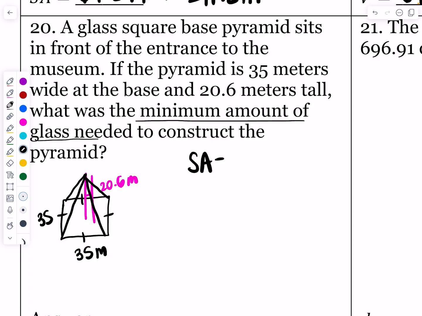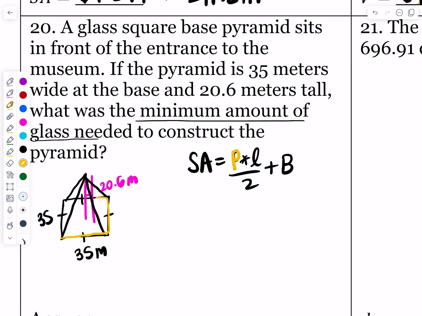And so this is going to be the surface area of a pyramid. Surface area of a pyramid is going to be perimeter times slant height divided by 2 plus the base. So let's figure out how much glass we need to make this beautiful pyramid sculpture. Glass square base pyramid. It's sitting in front of the museum so you can see through it, which is pretty cool.